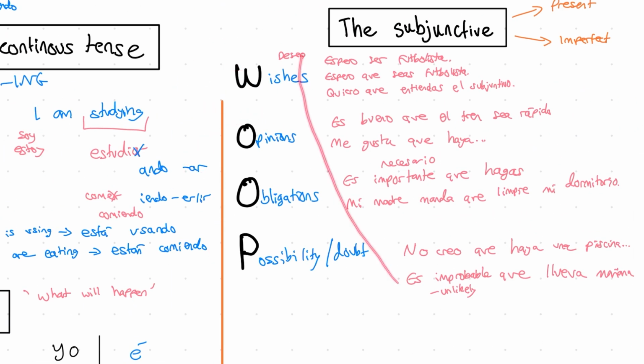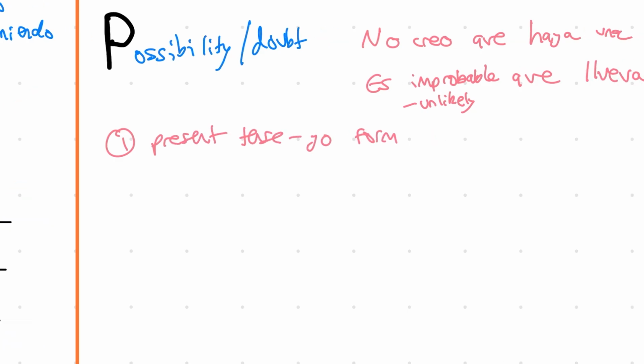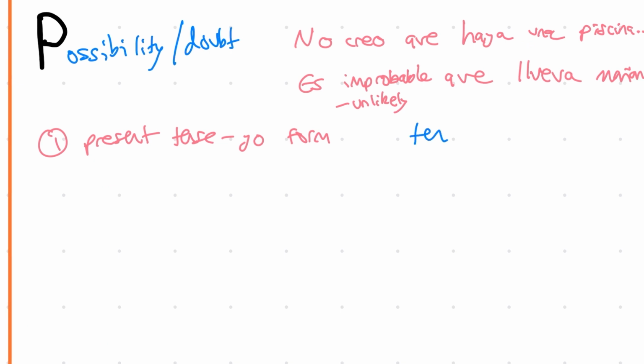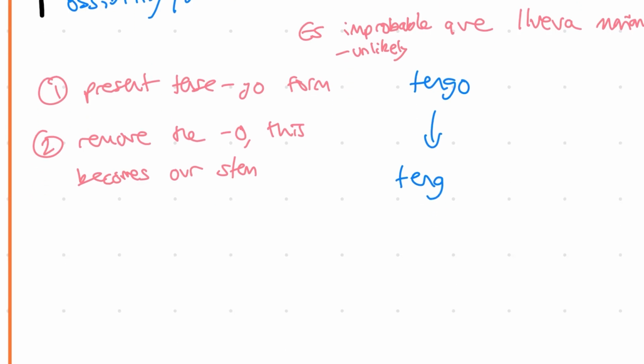Let's now talk about the conjugations and how to actually conjugate verbs in this subjunctive mood. So the steps are as follows. The first step is we take the present tense yo form of any given verb. So I'm going to write the example tengo in blue here. So tengo. Then the second step is we remove the O, the final letter O there, and this will become our stem. Tengo now is just teng, and the final or third step is we add the appropriate ending.